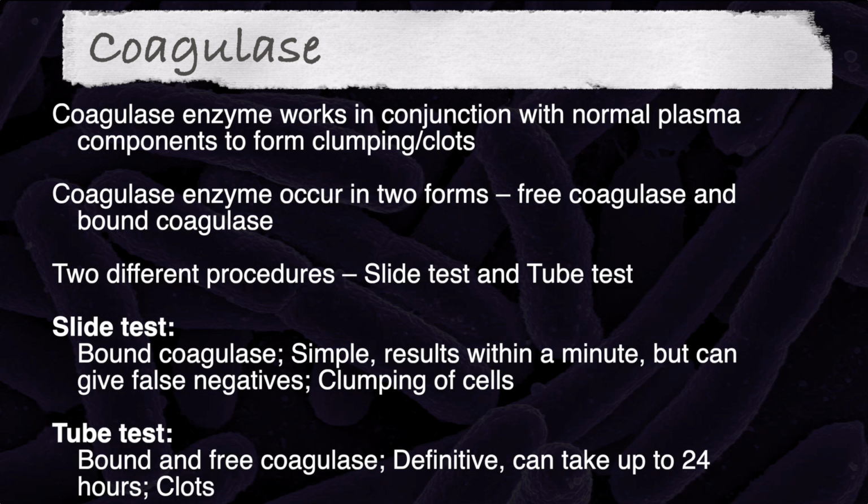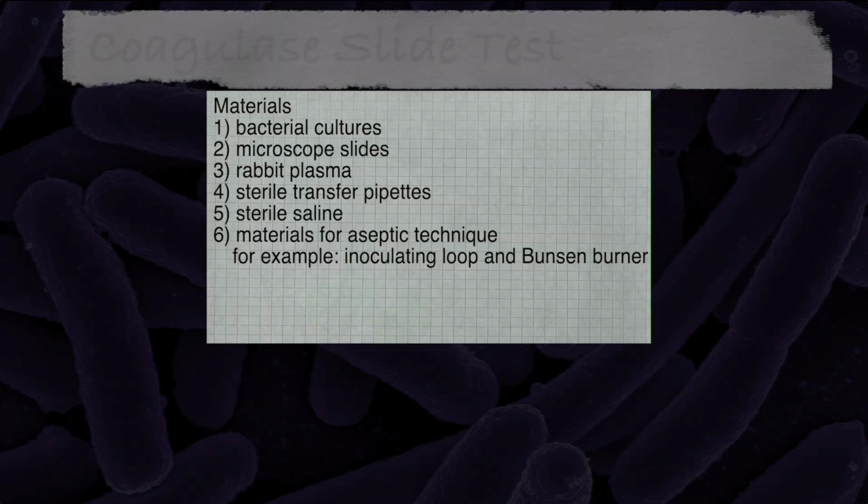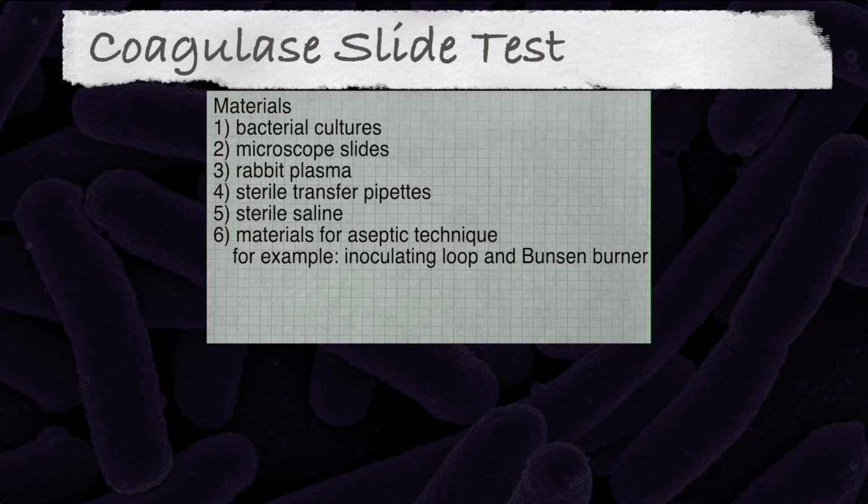The test tube test detects bound and free coagulase, is definitive, but it can take 24 hours, and it detects clots. The materials you need to perform the coagulase test include bacteria cultures, microscope slides, rabbit plasma, sterile transfer pipettes, sterile saline, and materials for aseptic technique, for example, inoculating loop and Bunsen burner.